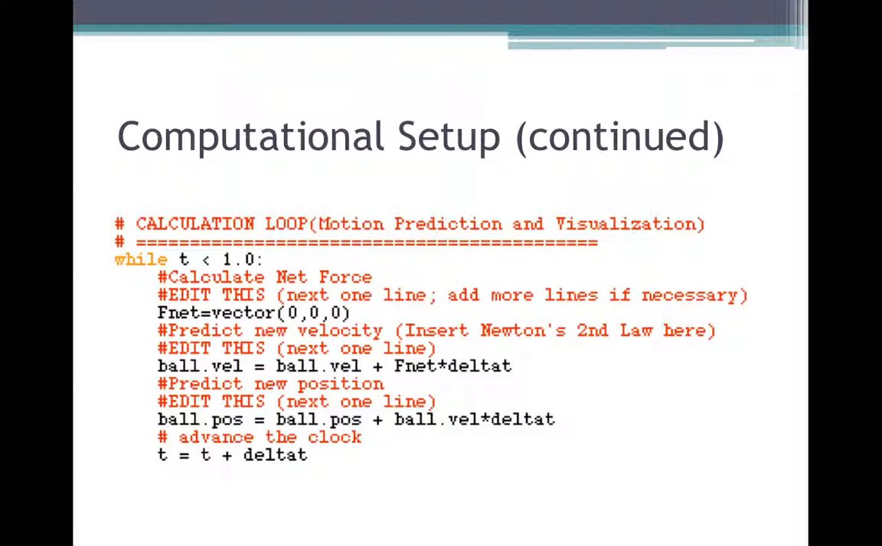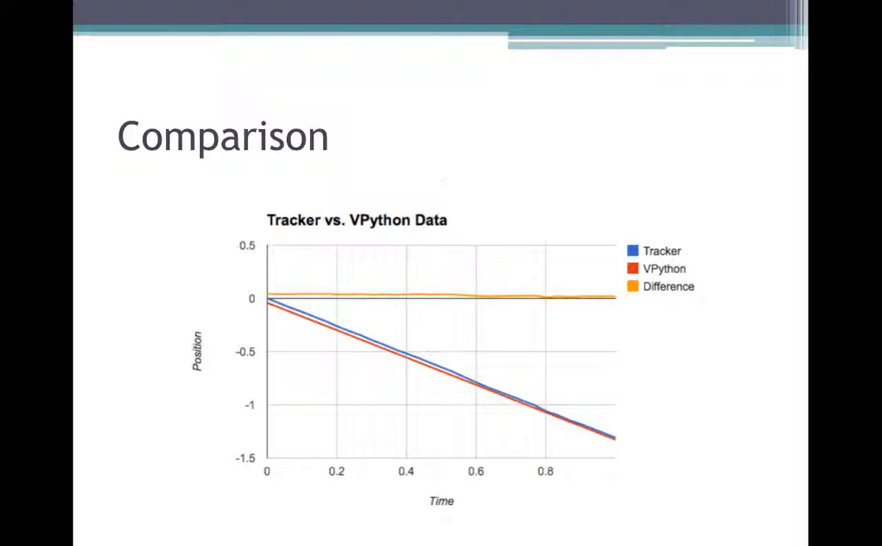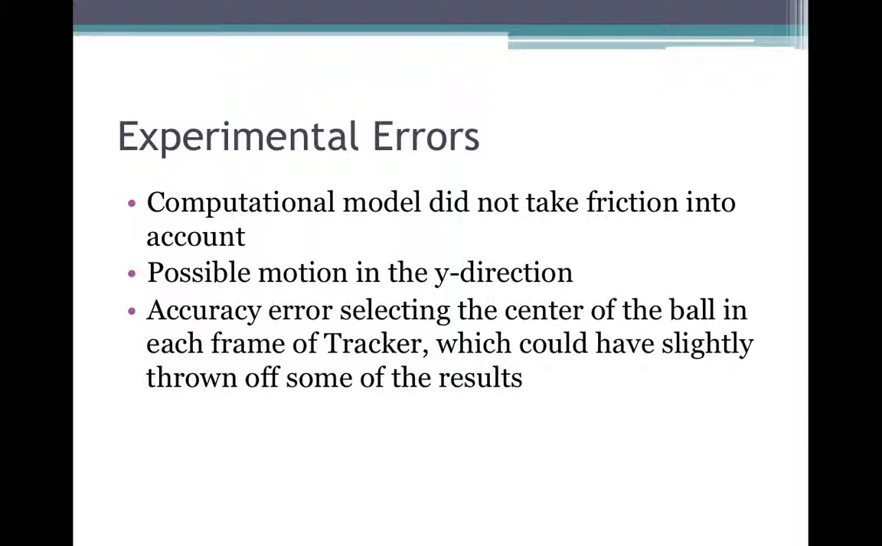The program ran a while loop that looped through a time interval of 1 second and applied both Newton's second law and the position update formula for each iteration. Overall, the computational model predicted the real-world model with a high degree of accuracy. There were some experimental errors that unfortunately kept the experiment from attaining the best possible data it could have produced.